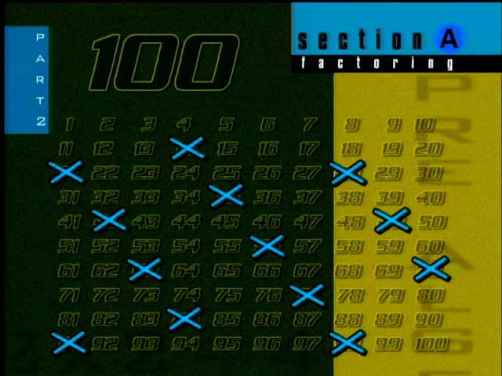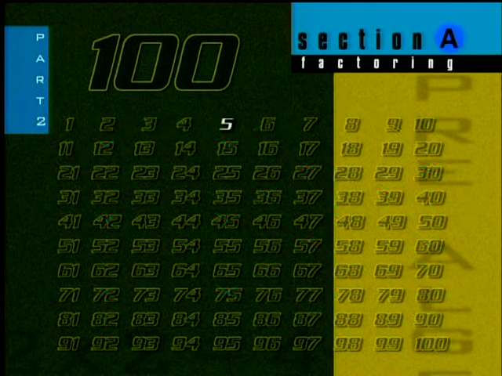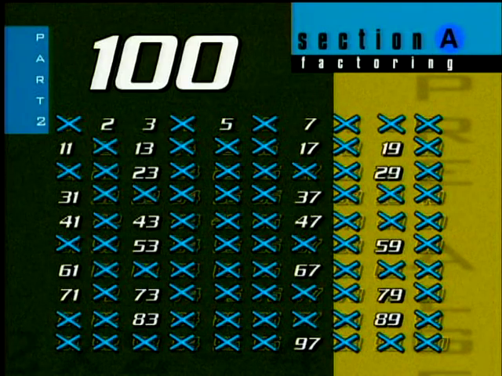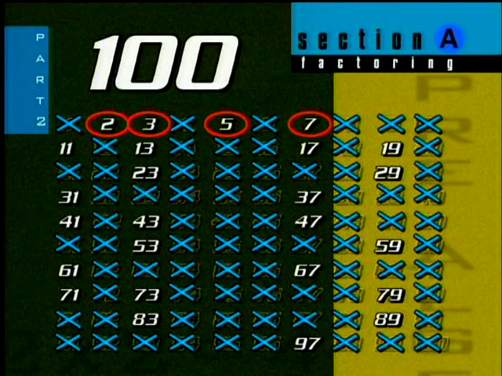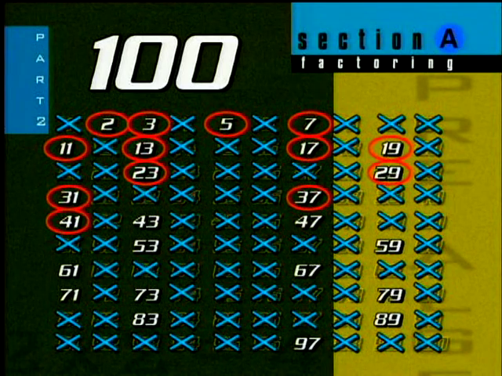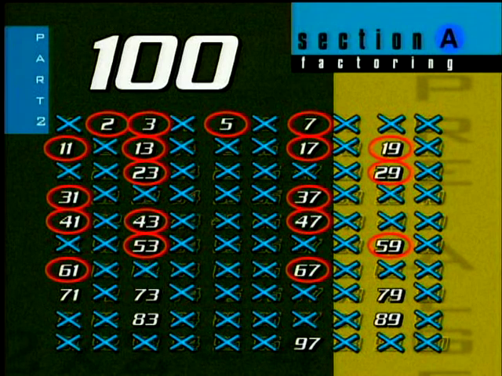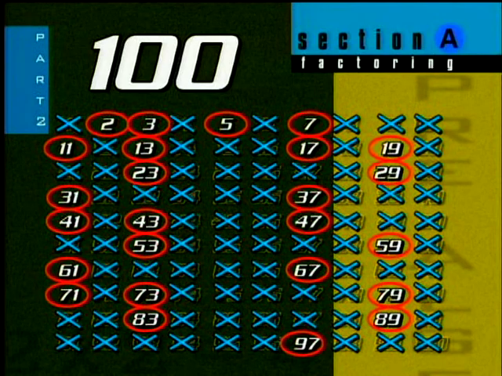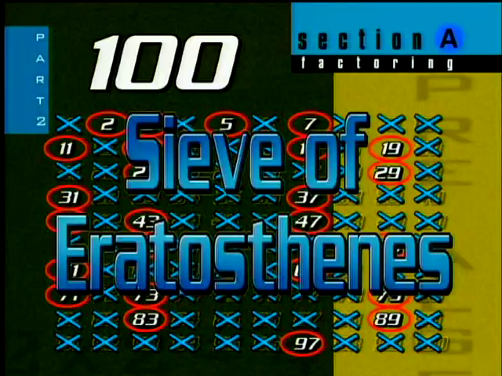We do the same thing for the multiples of 2, 3, and 5, and we get a sieve that looks like this. All of the remaining numbers that are not crossed off are the prime numbers less than 100. So, 2, 3, 5, 7, 11, 13, 17, 19, 23, 29, 31, 37, 41, 43, 47, 53, 59, 61, 67, 71, 73, 79, 83, 89, and 97 are the primes less than 100. And that's how the sieve of Eratosthenes works.